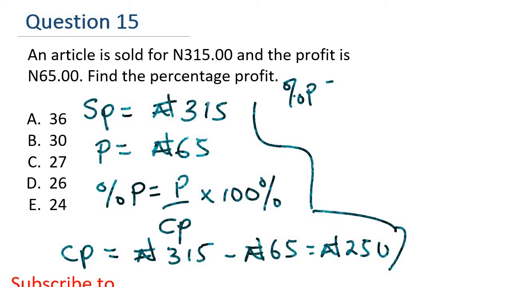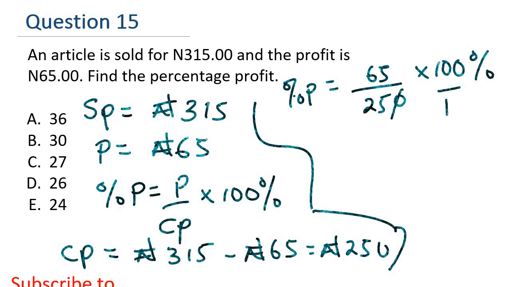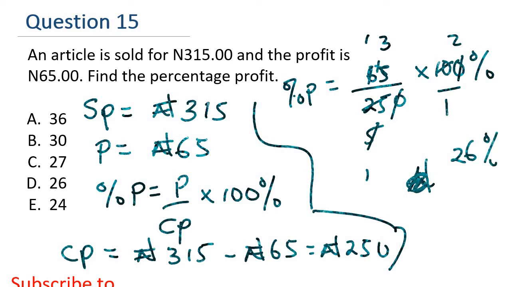The percentage profit will be profit, which is 65, over cost price, which is 250, times 100%. We can solve from here. 0 cancels 0. 5 into 5, 1. 5 into 2, 5 into 1... 5 into 6, 1 remainder 1. 5 into 15, 3. 2 times 13, that's 26% profit. So the right answer is D, 26%.